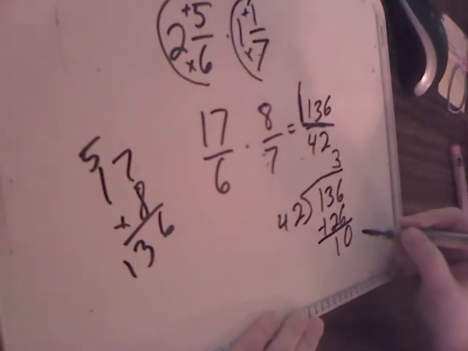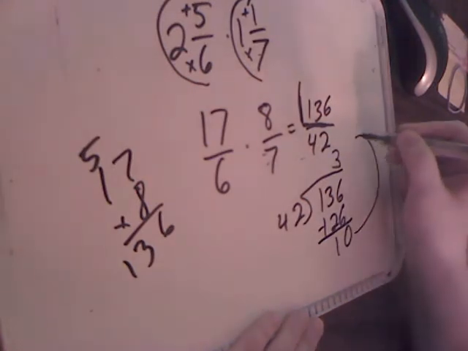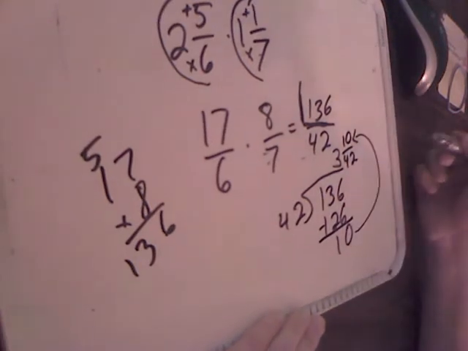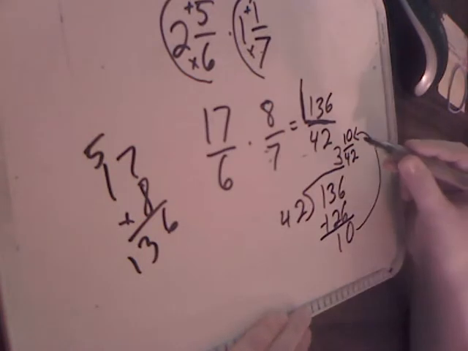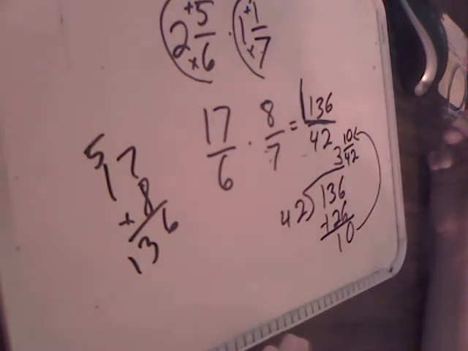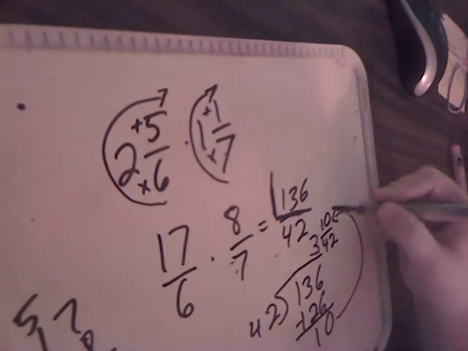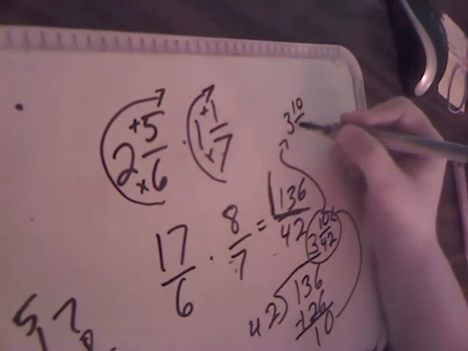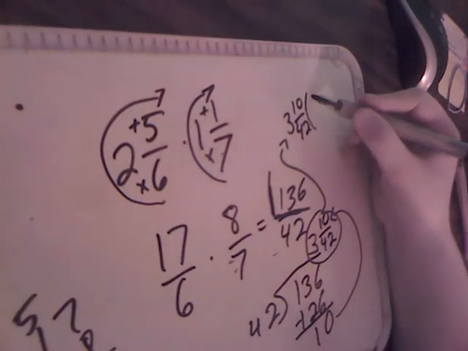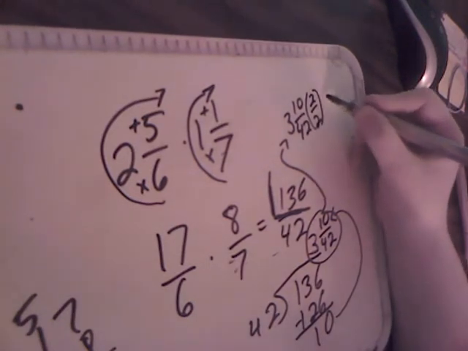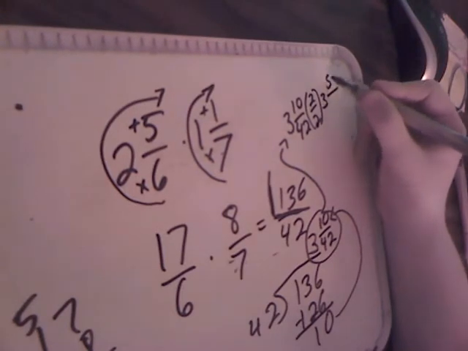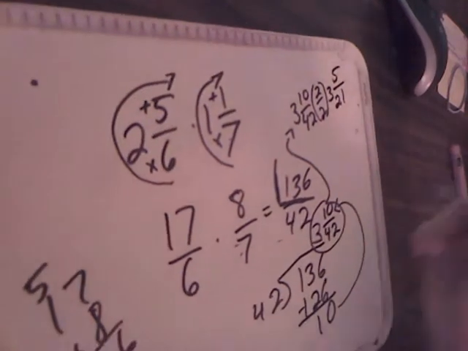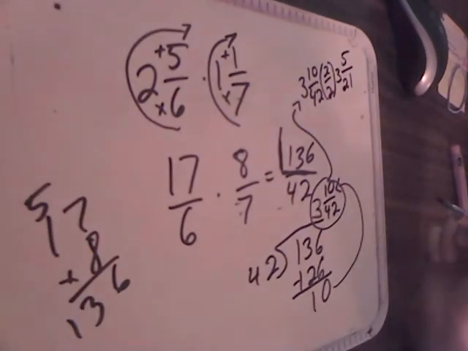So we're going to take this 10 all the way from the bottom, move it all the way to the top for 10 over 42. If you're paying attention, you'll notice that we have to reduce that. We're going to move this up here, so we have 3 and 10 over 42. We can divide that by 2 over 2, so now we have 3 and 5 over 2 goes into 42, 21 for our final answer.